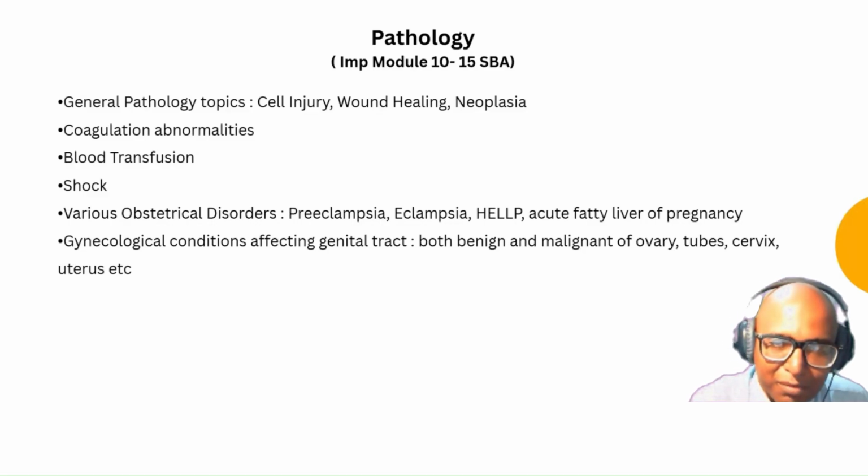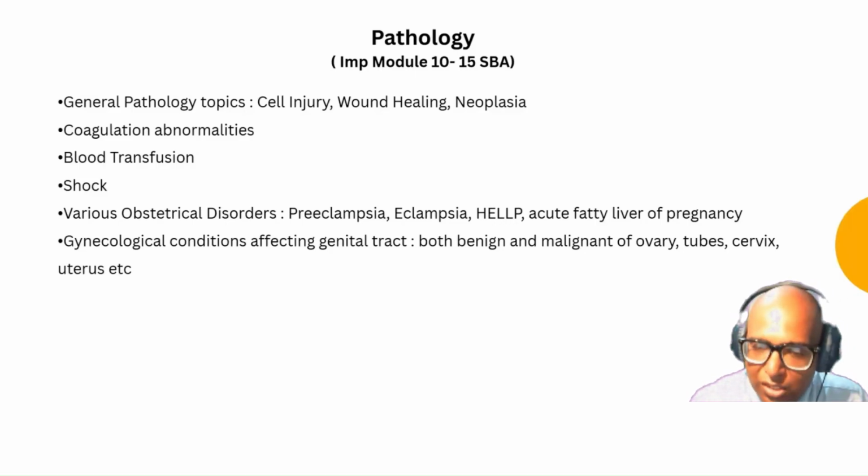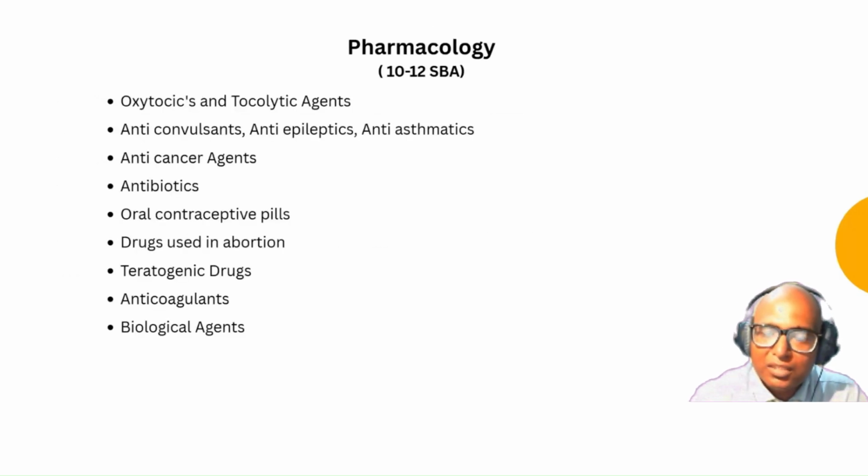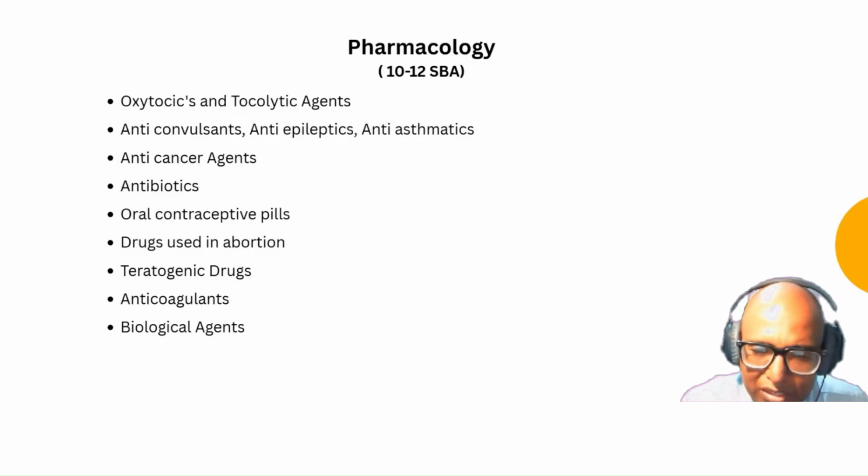Around 15 SBAs will be there. Okay, and you need to know different histopathologies of different malignancies also. Then coming to pharmacology, around 10 to 12 SBAs are there, commonly used drugs. Day to day, we are using these particular drugs, so we should know the pharmacology of these drugs.